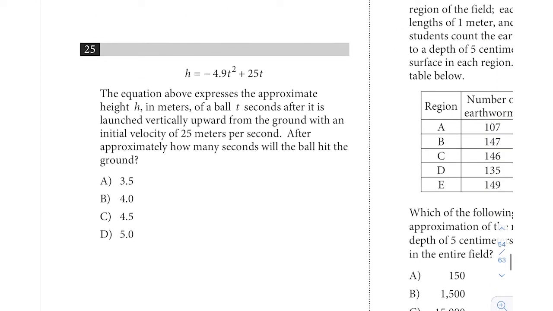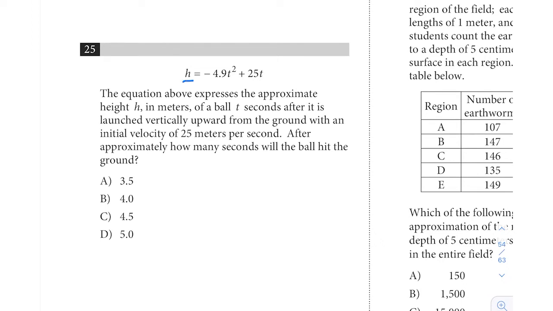Now let's move ahead to question 25. On this one, they give us an equation which says h equals negative 4.9 t squared plus 25t. And the question reads, the equation above expresses the approximate height h in meters of a ball t seconds after it is launched vertically upward from the ground with an initial velocity of 25 meters per second. After approximately how many seconds will the ball hit the ground?